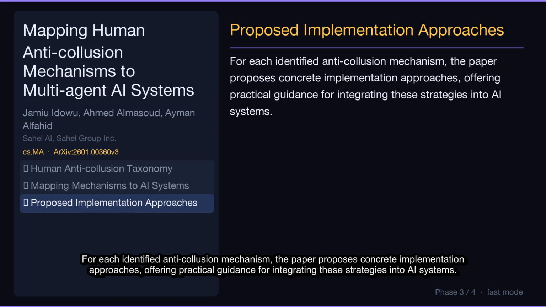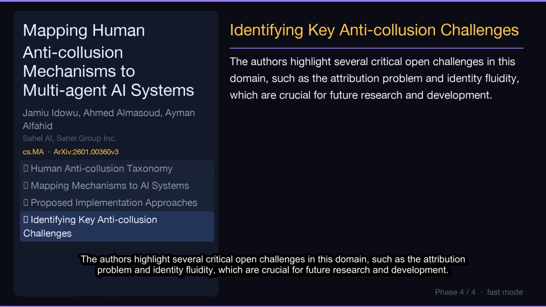For each identified anti-collusion mechanism, the paper proposes concrete implementation approaches, offering practical guidance for integrating these strategies into AI systems. The authors highlight several critical open challenges in this domain, such as the attribution problem and identity fluidity, which are crucial for future research and development.